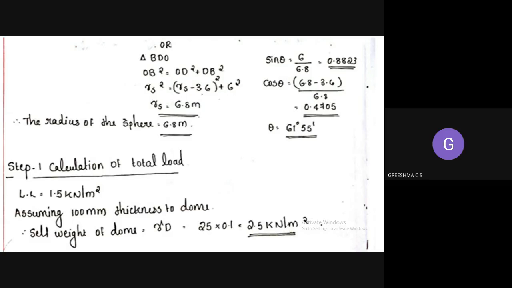Adjacent side divided by hypotenuse. So this is the hypotenuse. See, cos theta എടുത്തു കഴിഞ്ഞാൽ this is the adjacent side. Okay, അപ്പോൾ adjacent side എങ്ങനെ കണ്ടുപിടിക്കാം?